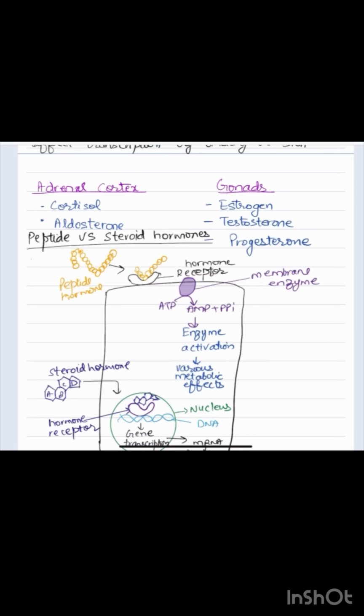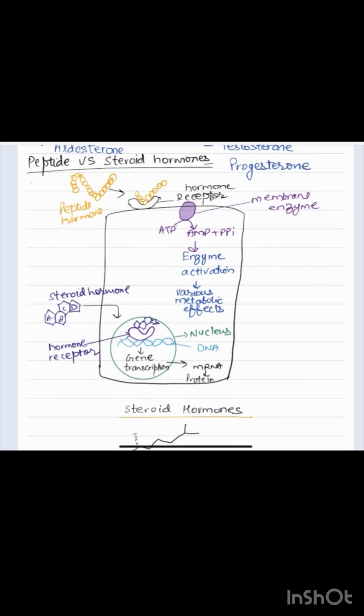So let's see how peptide versus steroid hormones act. This is a peptide hormone. When it binds to the receptor on the cell surface, the G protein coupled receptor system gets activated, and the enzyme adenylate cyclase converts ATP to cyclic AMP, which is the secondary messenger, which will further activate the protein kinases, which are required for various metabolic effects.